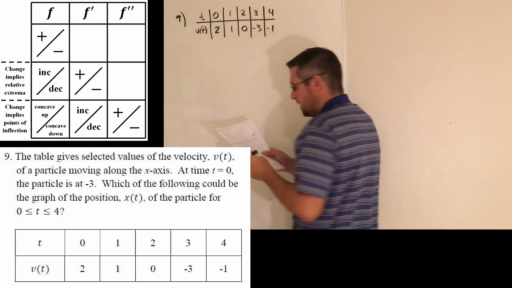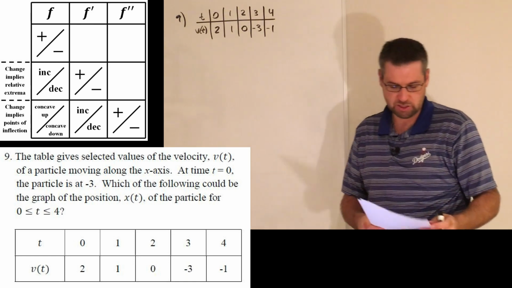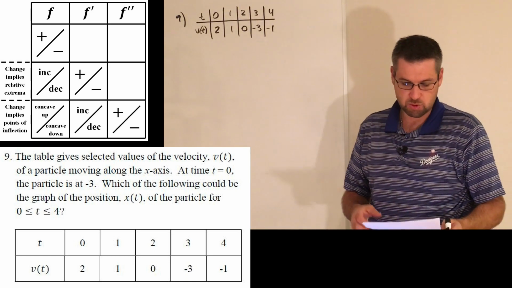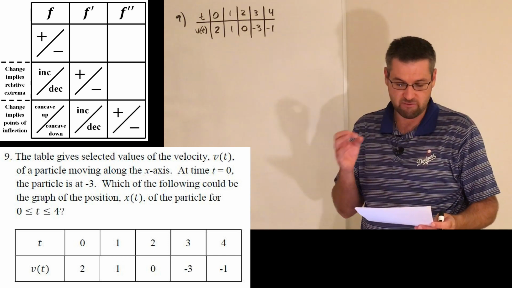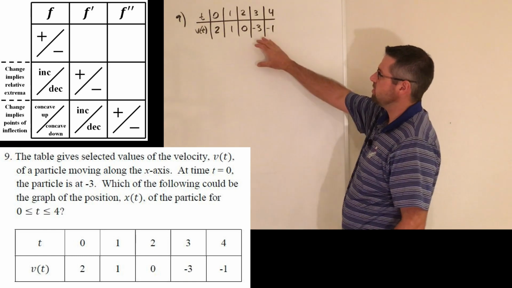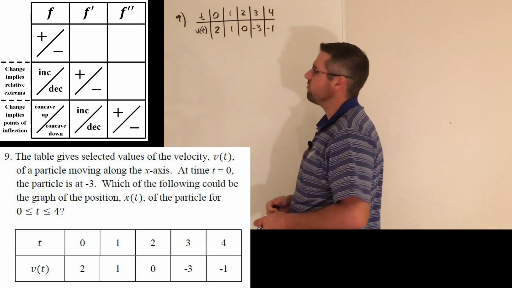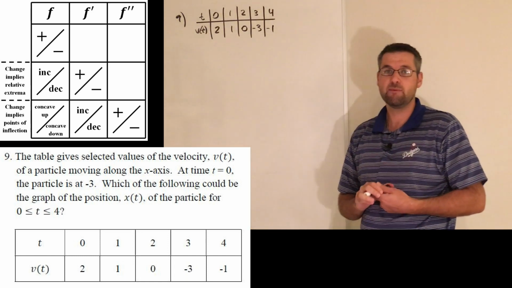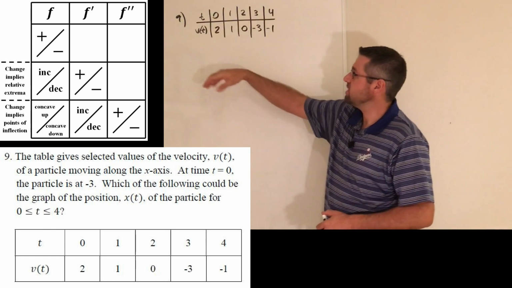Now, it's asking us to graph, and I know it says which of the following could be the graph. It was a multiple choice question at one point, but I deleted the multiple choice options. It says which of the following could be the graph of the position of the particle from 0 to 4. So we're looking for the position of the particle given velocity. So how do we go from velocity to position? Well, that's the antiderivative. The antiderivative of velocity is position.